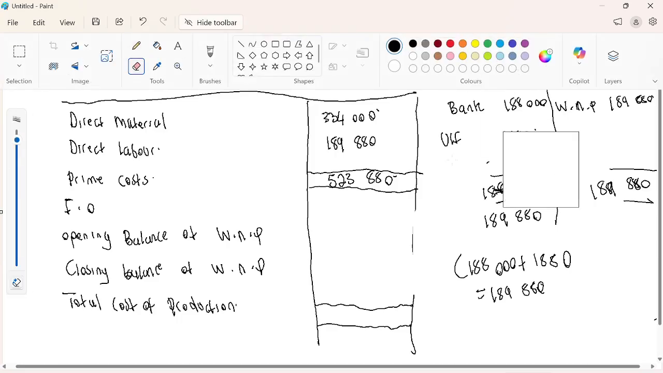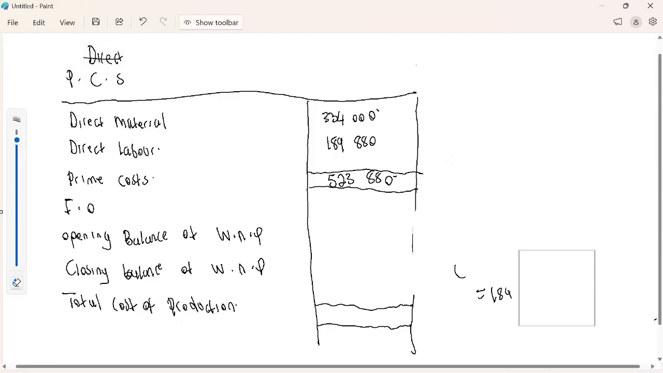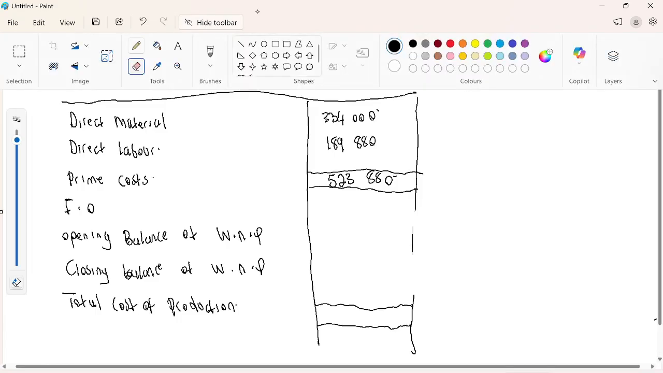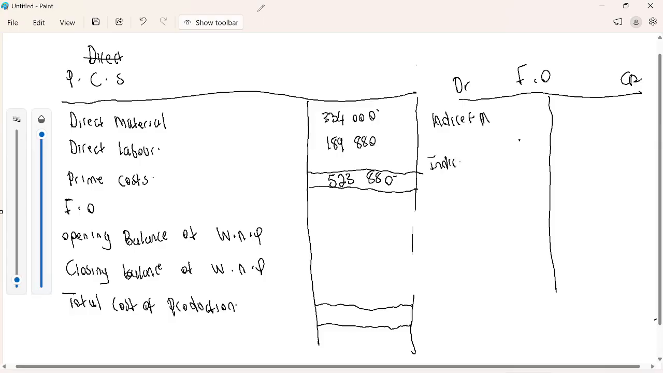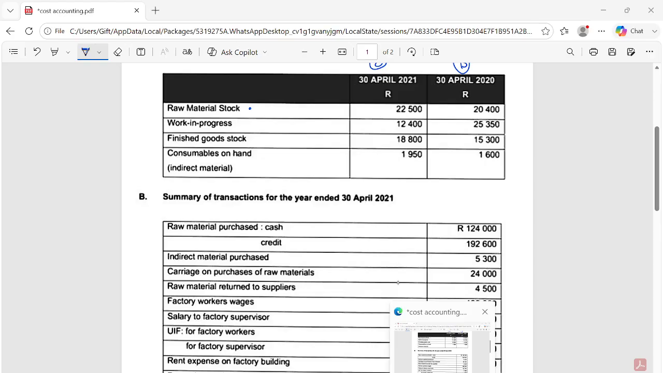My factory overheads. Remember guys, with the factory overheads we're talking about, we're gonna start with what? This is for grade 11 work. So I'm gonna have debit, credit, right? Factory overheads, right? I'm gonna start with indirect material, indirect labor, right? So my indirect material will be what?